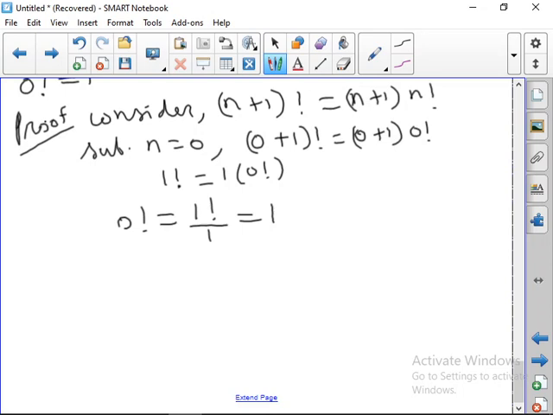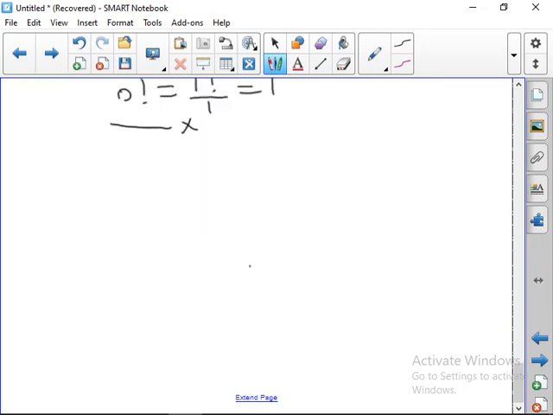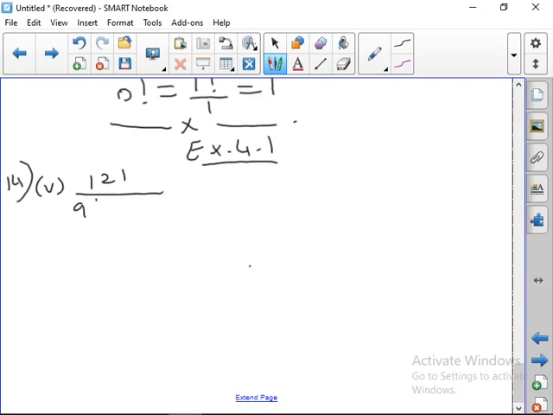Now we will go to the exercise. Exercise 4.1, 14th question. 1, 2, 3, 4, all very simple. You can take it for homework. We will do the 5th subdivision. Find the value of 12 factorial by 9 factorial into 3 factorial.